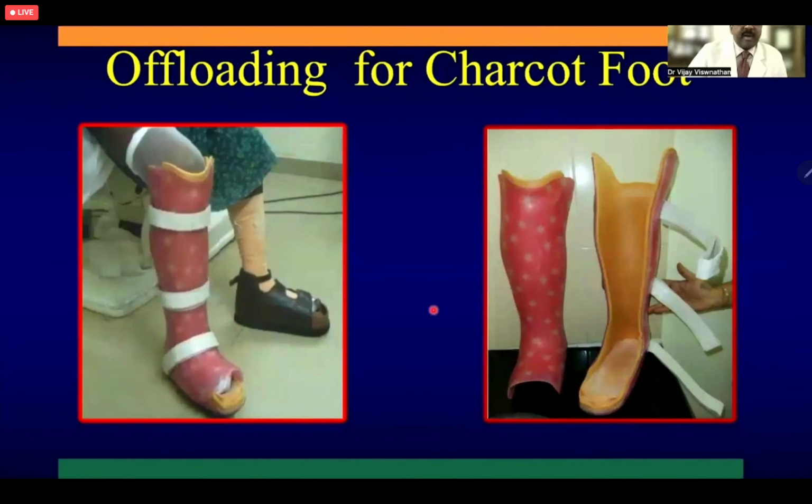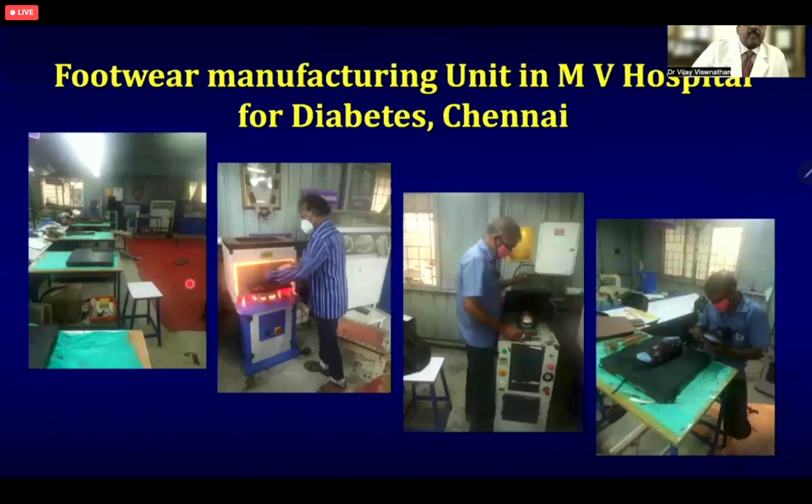For Charcot foot, we have developed a CROW, a Charcot restraint orthotic walker, which costs only about 2,000 Indian rupees. We developed this CROW, which is applied, and the patient walks on it, and it heals. So this is a CROW device. We have set up a footwear manufacturing unit in our hospital in Chennai, where we make these footwear offloading devices for people.